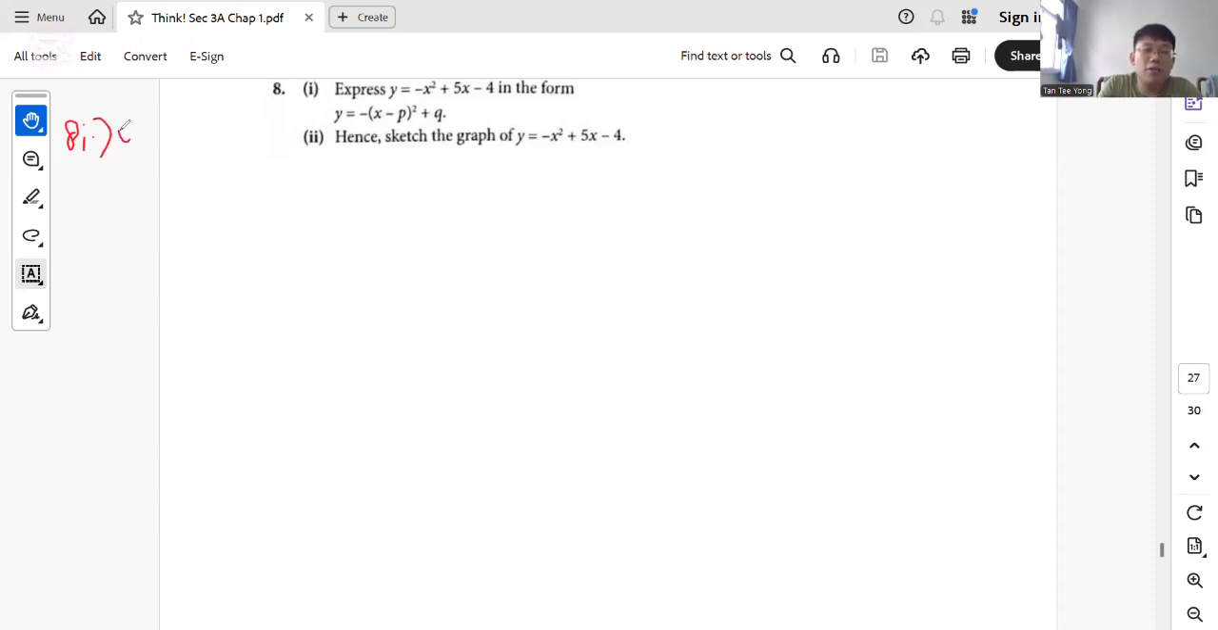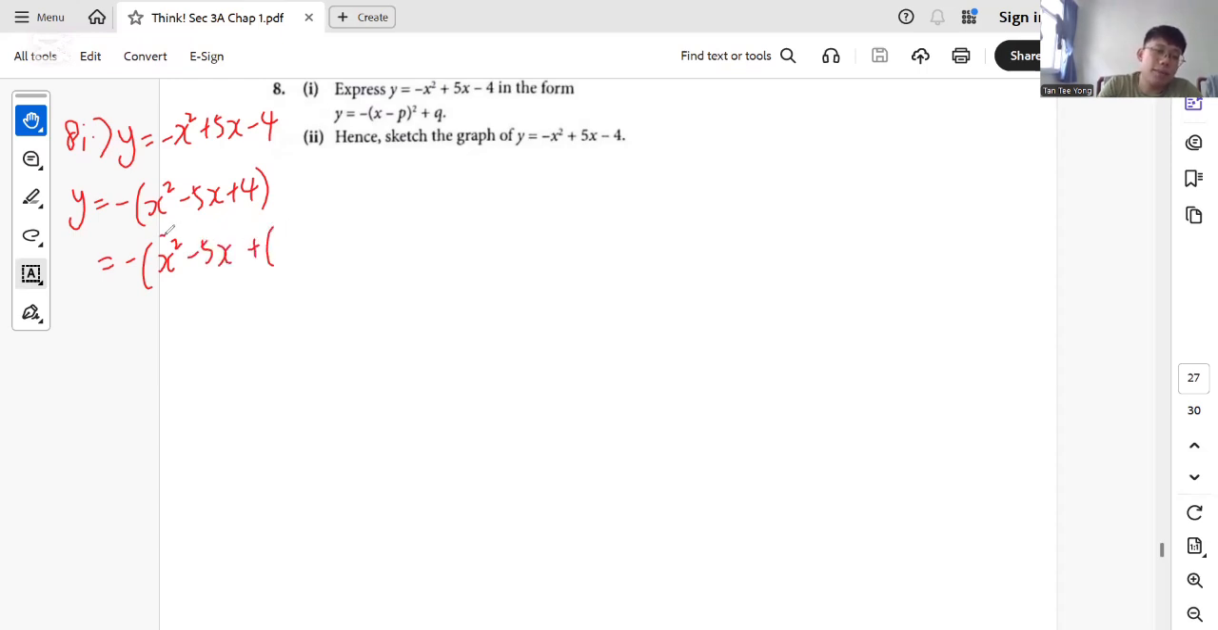So y equals negative x squared plus 5x minus 4. We have to do completed square form for part 1. So first thing, factorize out negative: negative bracket x squared minus 5x plus 4. After that, you add in your b squared. So minus 5x plus, let me put a square bracket here, plus 5 over 2 squared plus 4, then minus 5 over 2 squared.